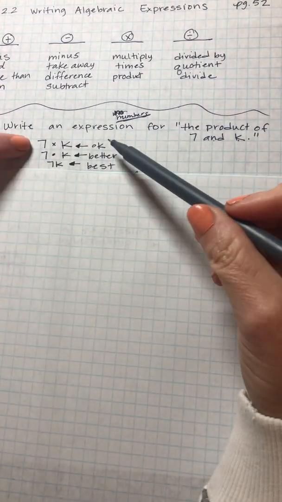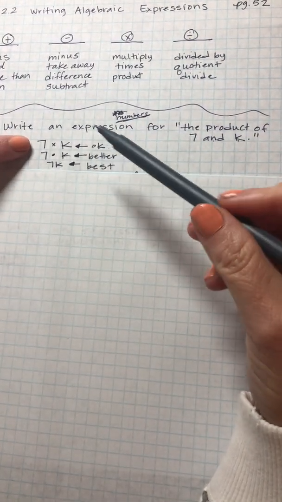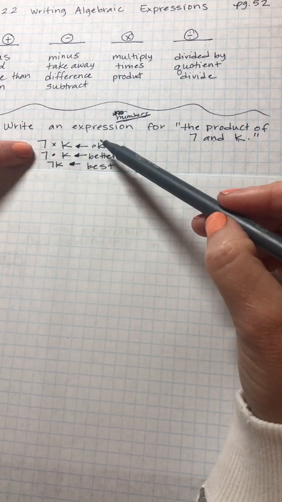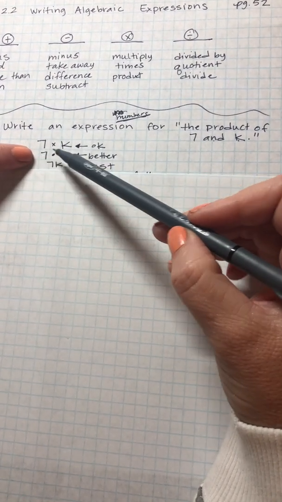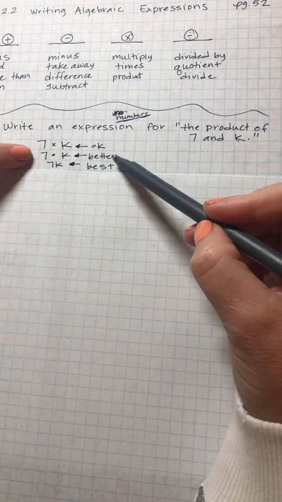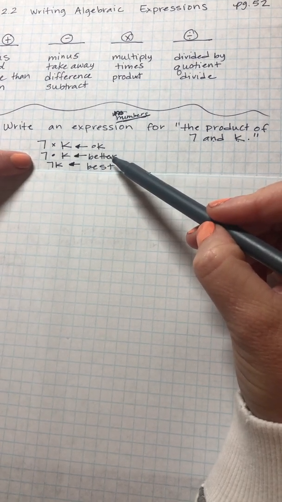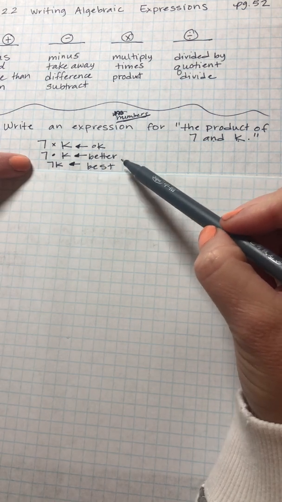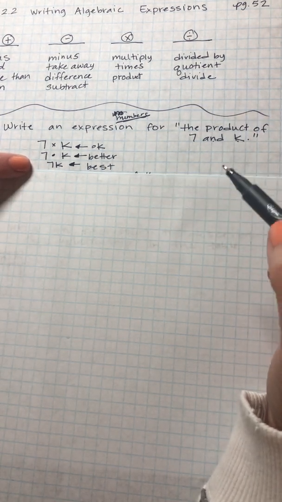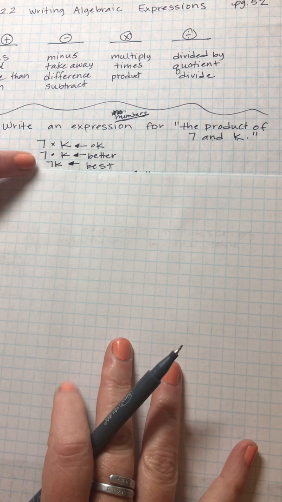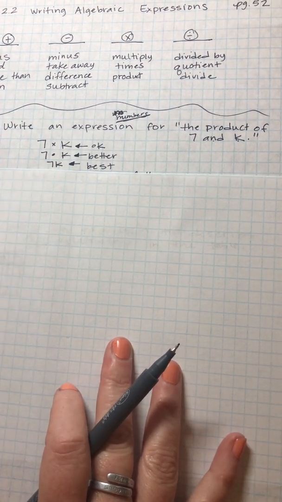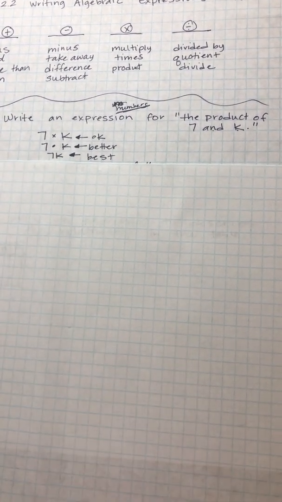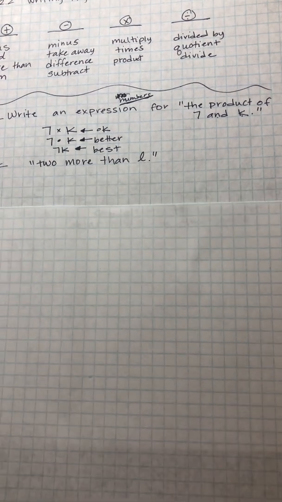So if you write it 7 times K, you're not going to be wrong. That will be fine. If you write 7 dot K, that's going to be a correct answer. And if you write 7K, like on a test, you'll get a bonus. You'll get a +1, a little extra point. Okay, because we want to start practicing and getting ready for 7th grade and 8th grade math. All right, let's do another one.